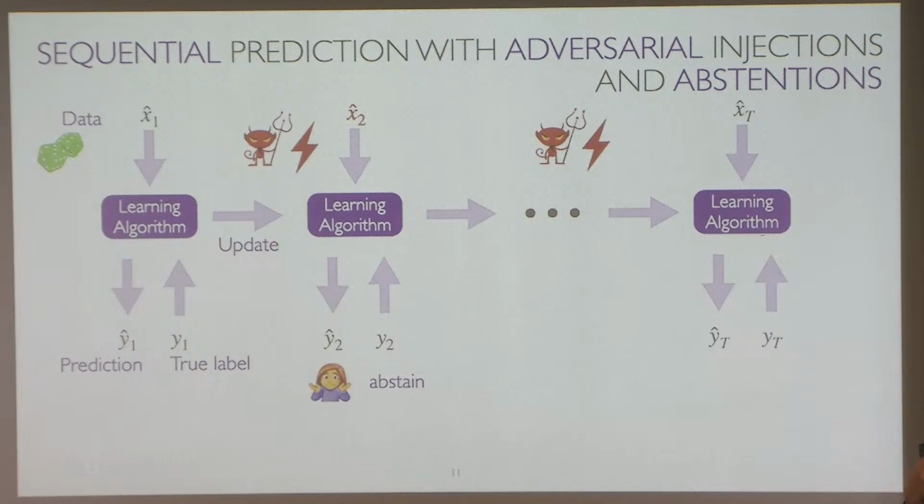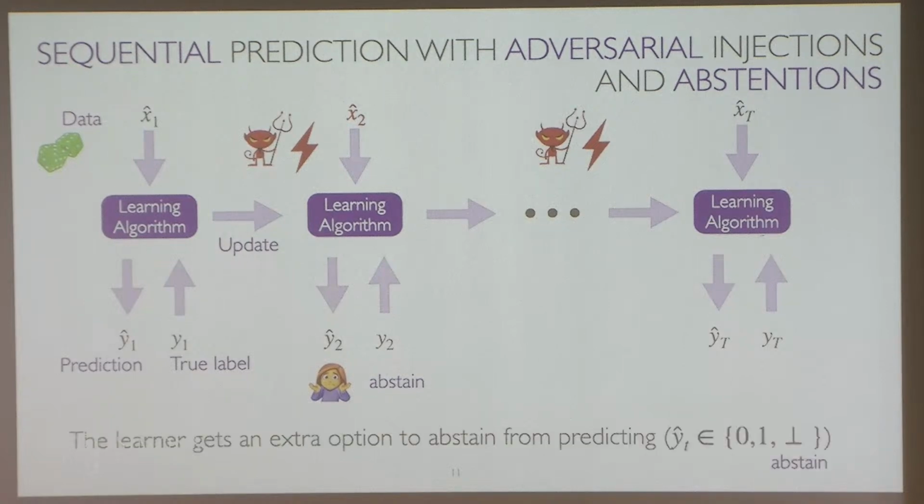No, the adversary does not have a budget. I'll explain. The guarantees will change, what kind of guarantees you can hope for. Okay, so the learner gets this extra option. So it's like 0, 1, and abstain.